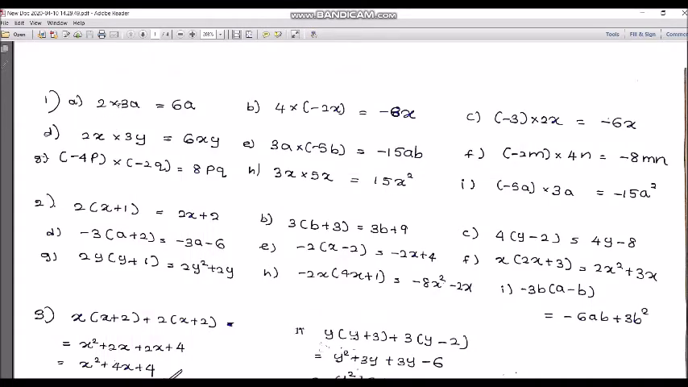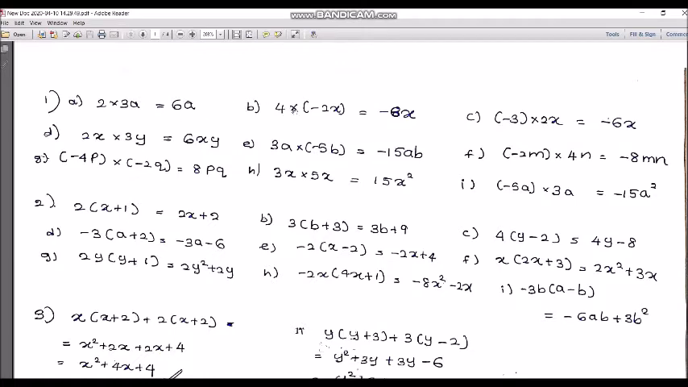In the first question, it is 3 multiplied by 2 multiplied by 3a. We know 3a means 3 multiplied by a, so there are two multiplications. We can take the first two constants and say 2 into 3 is 6, so 6a. We can simplify it like that.